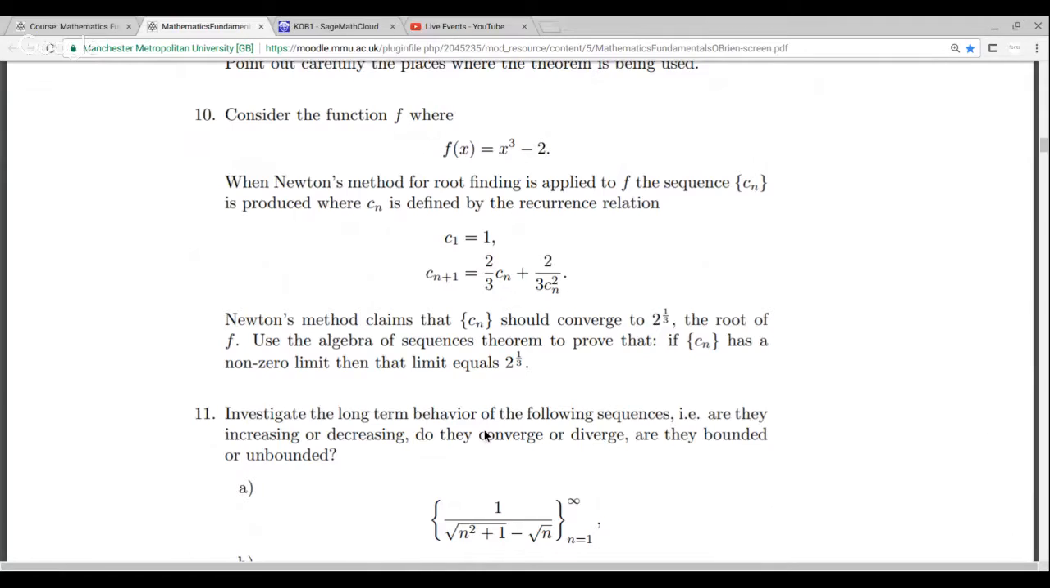You will learn about it in your second year, in the numerical methods unit. It's one of the first kind of numerical approximation algorithms that one learns about. But that's just giving a bit of context to say where this kind of recurrence relation might arise in practice. So the recurrence relation is defined by, well, it's got an initial term c1, which is 1, and then after that, the terms are defined as 2/3 times the previous term plus 2 divided by 3 times the previous term squared.